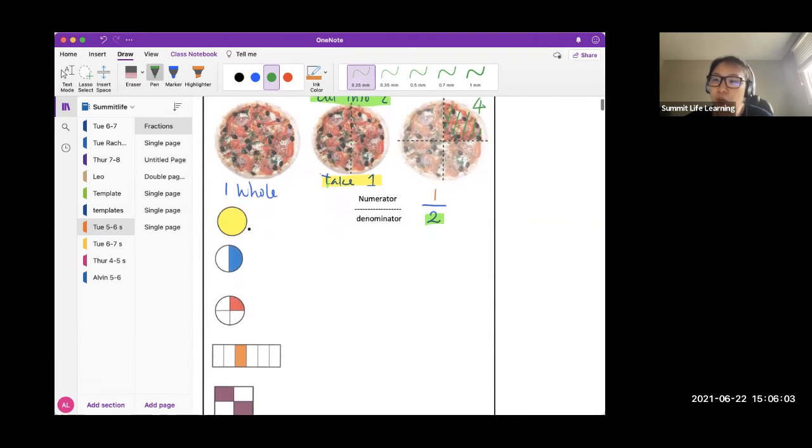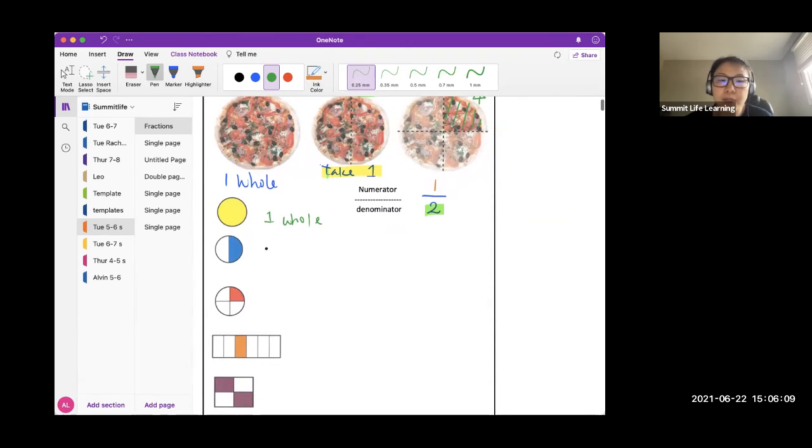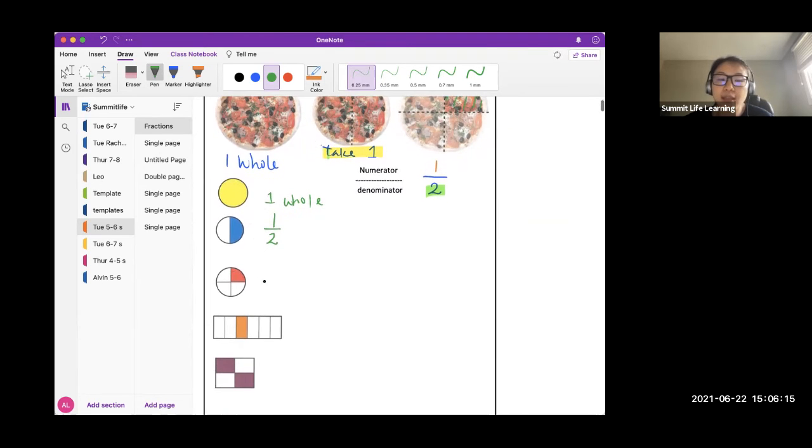If you can see the whole circle has been shaded, we call it one whole, a complete one. If you find it has been cut into two, so we put 2 here, shaded one, we call it a half. And then cut it into 4 pieces, you take one, we call it a quarter, okay? A half, a quarter.